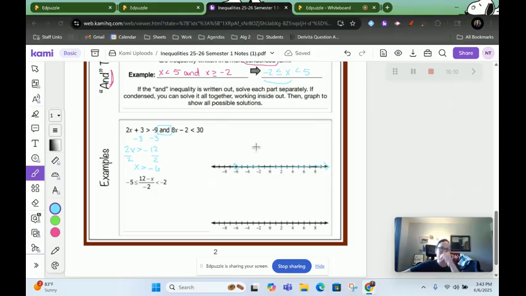And then over here, I'm going to add 2 to both sides. So we get 8x is less than 32. And if we divide both sides by 8, we get x is less than 4. So I'm going to pick a different color. I'm going to go to my 4, and I'm going to put a circle on it, and then I'm going to draw a line all the way here. And so my answer is this piece right here where they're both overlapping, from -6 to +4.